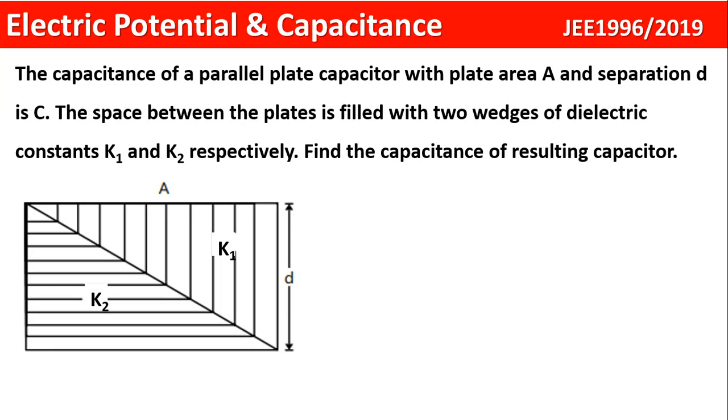In this video, we are going to discuss a 1996 JEE question. A similar question has appeared in 2019. The question is from electric potential and capacitance, which says: the capacitance of a parallel plate capacitor with area A and separation D is C. The space between the plates is filled with two wedges of dielectric constants K1 and K2 respectively. What is the capacitance of the resulting capacitor?